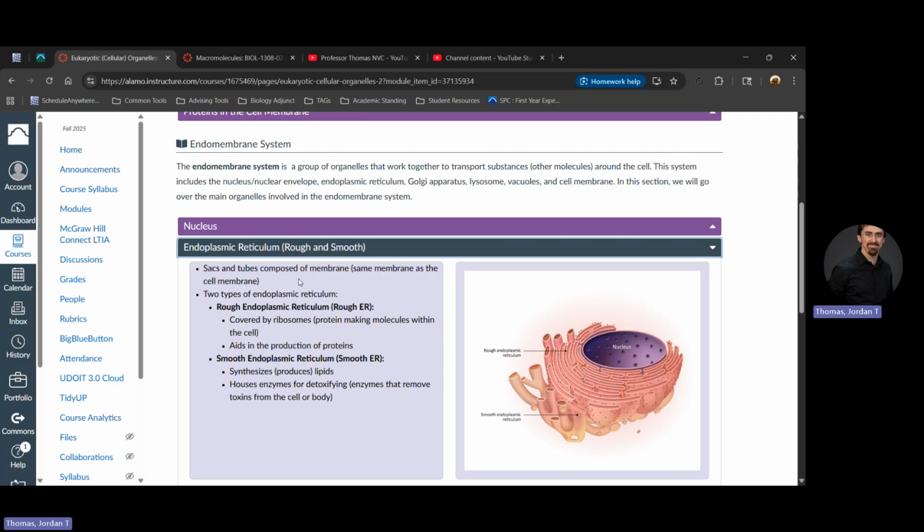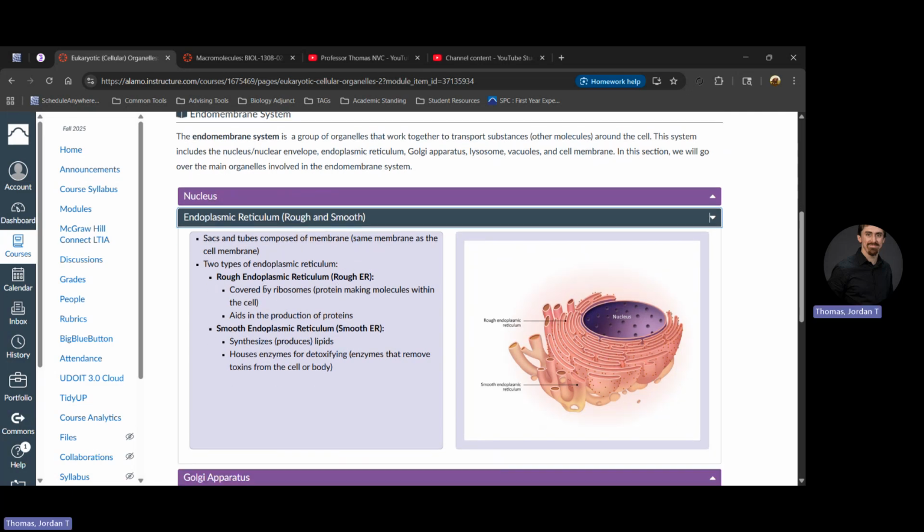These are sacs and tubes composed of membrane, the same membrane as a cell membrane. The rough endoplasmic reticulum is covered by ribosomes, and ribosomes are the factories that make the proteins. So since the rough endoplasmic reticulum, or rough ER, is covered by ribosomes, they aid in the production of proteins. So some proteins are made within this endoplasmic reticulum, and then they can be moved around afterwards.